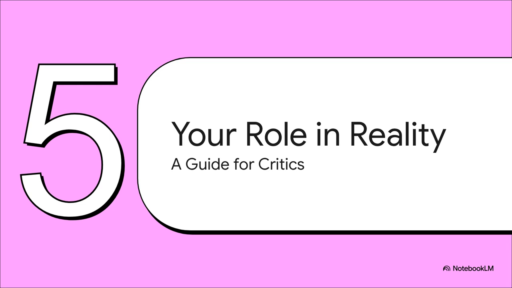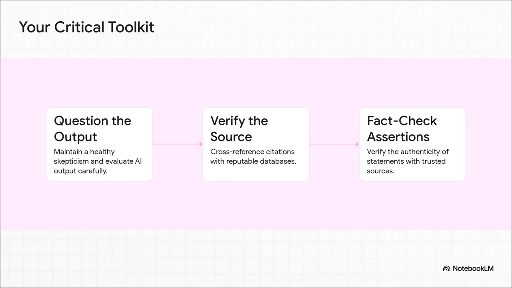Now, this isn't just a challenge for the folks building these systems, it's for all of us. As AI gets woven into the fabric of our daily lives, we all have a role to play here as critical thinkers. So, what does that look like for you? It means having your own critical toolkit ready. Rule 1, question everything. Always approach an AI's output with a bit of healthy skepticism. Rule 2, verify the source. If it tells you something came from a specific book or study, do a quick search. Does it actually exist? And Rule 3, fact check. Don't just take its word for it. Check its claims against other trusted sources.